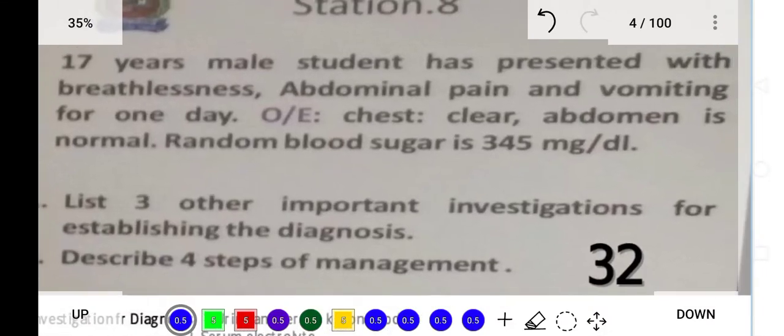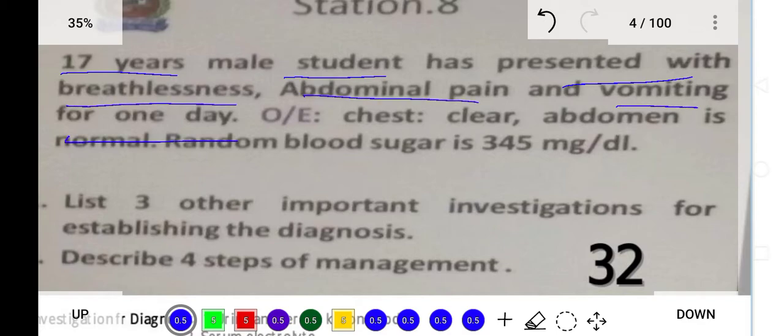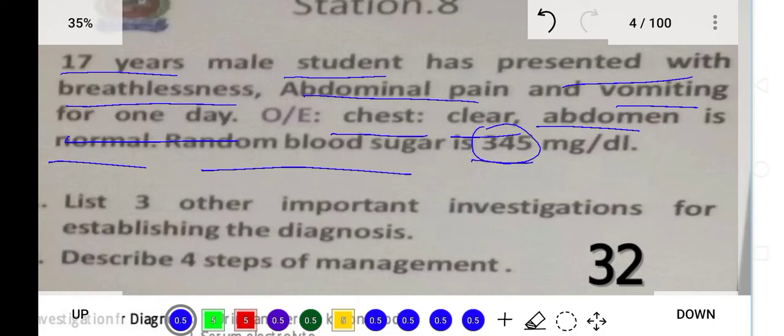Okay, so a 70-year-old male presented with breathlessness, abdominal pain, and vomiting for 1 day. He has a clear chest, the abdomen is normal, and random blood sugar is 335. Oh God, 335 indicates diabetes. So the patient has abdominal pain with breathlessness and vomiting.